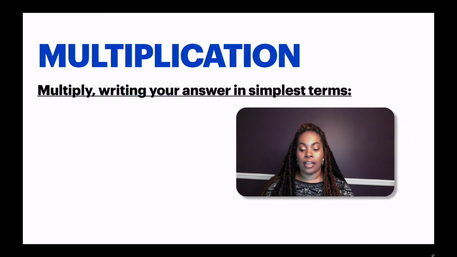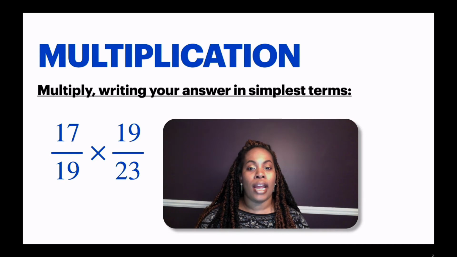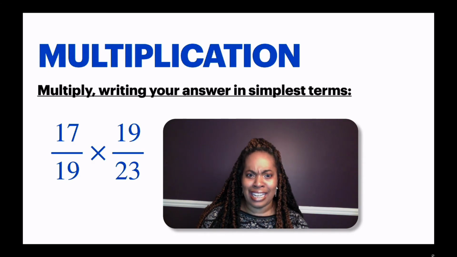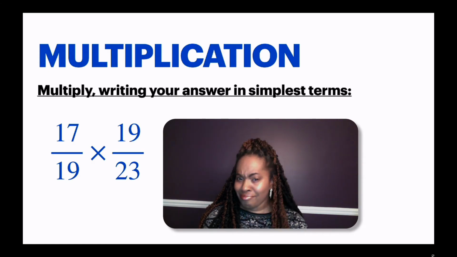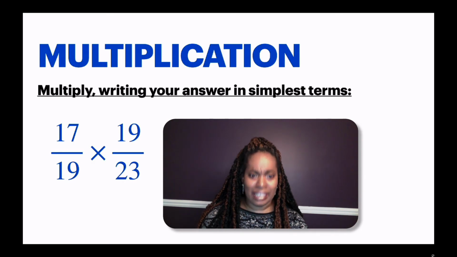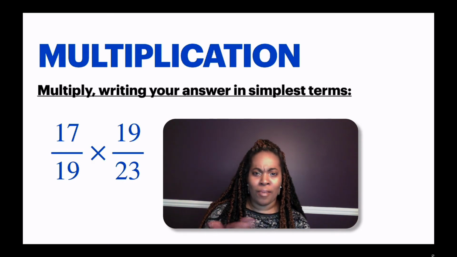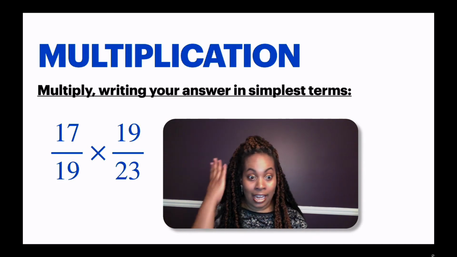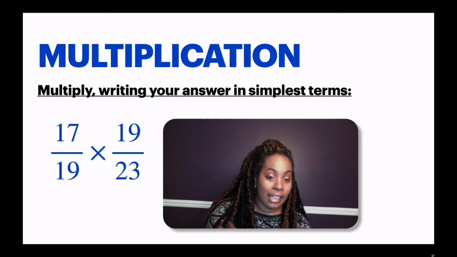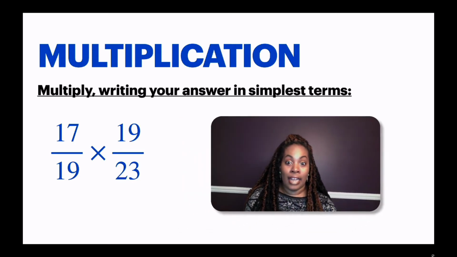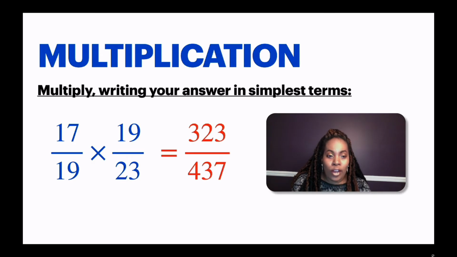Let's move forward. This time, we're going to multiply, writing our answer in simplest terms. Now we have 17/19 times 19/23. Okay, we can do this, right? Because we know that we can multiply anything times anything, but it just kind of threw me off looking at that 19 and that 23rd. Nevertheless, here we go. When you multiply straight across, 17 times 19 gives us 323. 19 times 23 gives us 437. So our answer is 323/437.